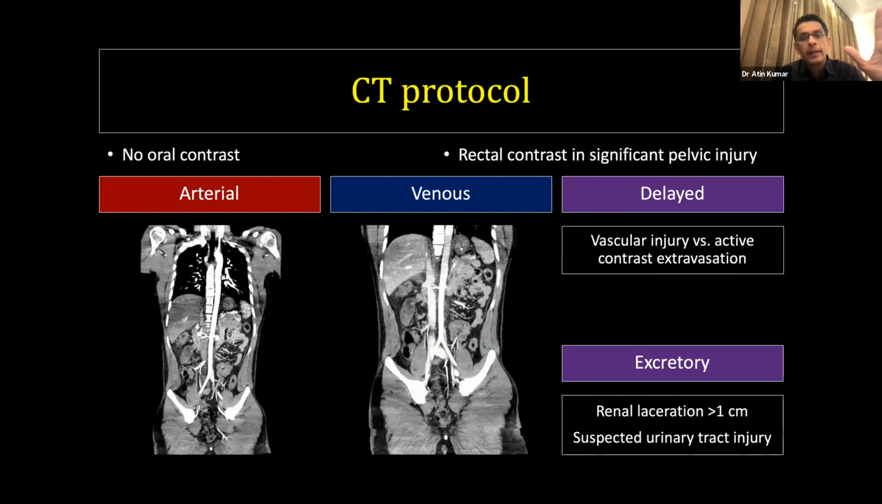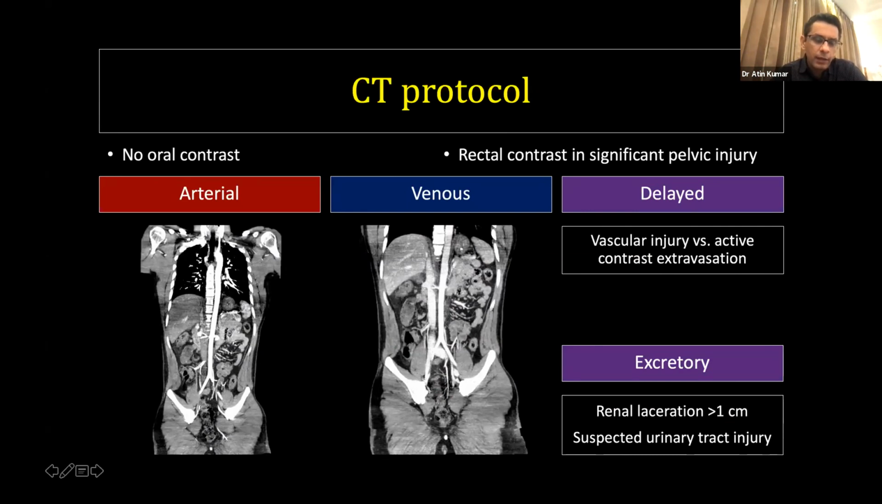CT scan remains the mainstay, and the protocol which we follow is no requirement of oral contrast. In the trauma setting, we do not give oral contrast, not required. We may give rectal contrast in significant pelvic injury or in a perineal penetrating injury. So very limited role. What we do is we usually do a dual phase CT in all cases which are FAST positive, which have a significant mechanism of trauma in which we are suspecting a positive abdominal finding.